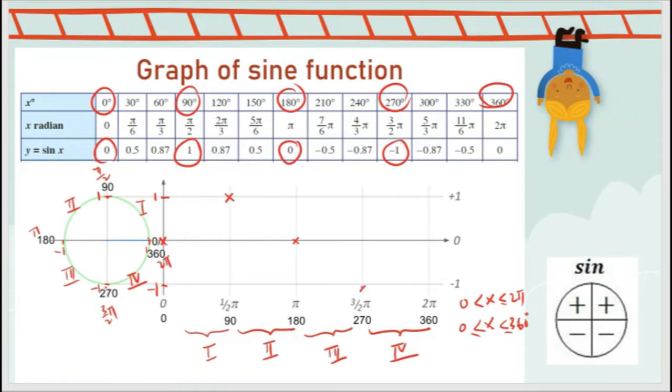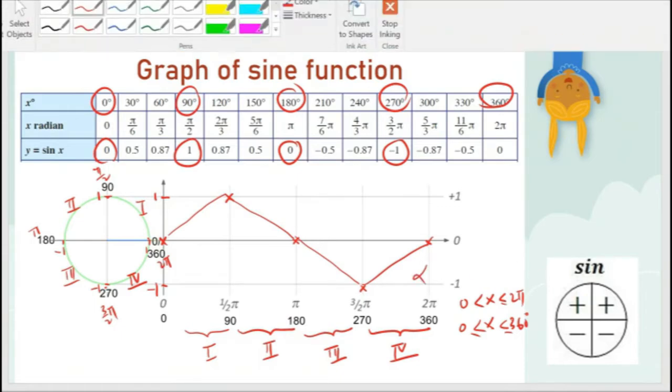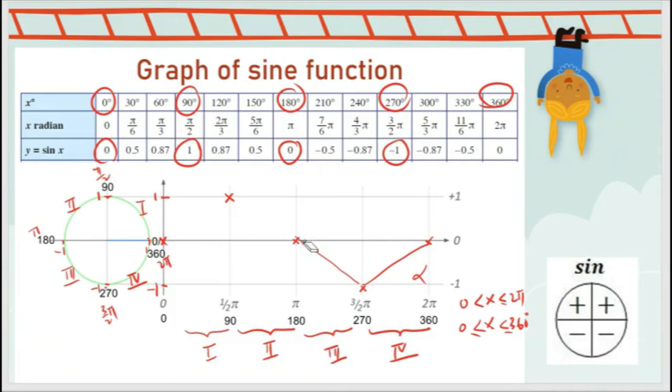Then how are you going to draw your graph? Sinusoidal means the curved one. A lot of students draw like zigzag, and this is wrong. You cannot draw like this. It must be in sinus form. So, a curve, like a U shape.